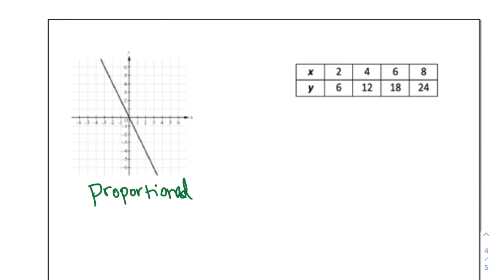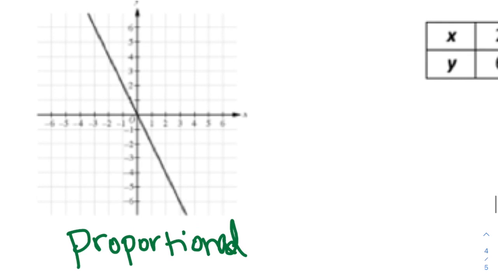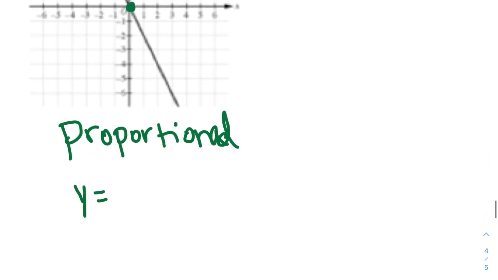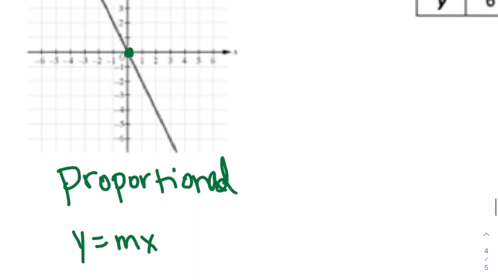Because it's a straight line, it goes through 0, 0. And so we just need to figure out what our slope is. Remember, we need to write that equation y equals mx. We're going to find out that m is our slope.